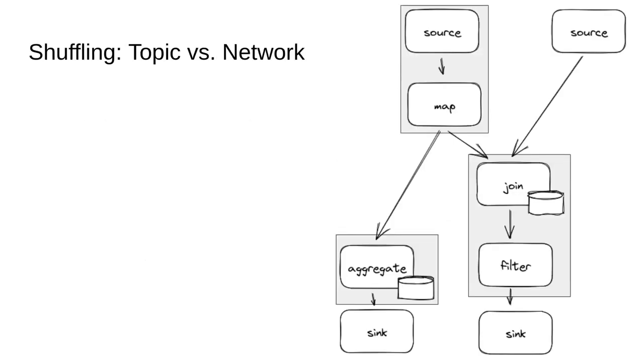Okay, and the reason for that comes down to how both systems choose to do shuffling. Basically this is the operation where we need to send data between these gray boxes, just as a reminder.